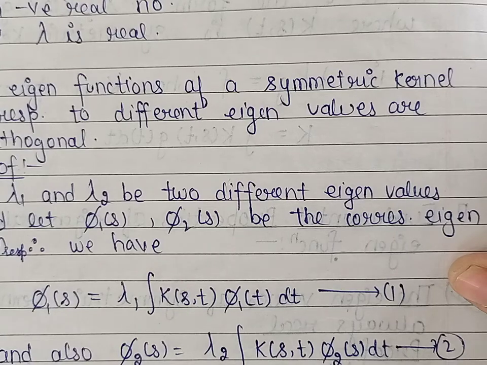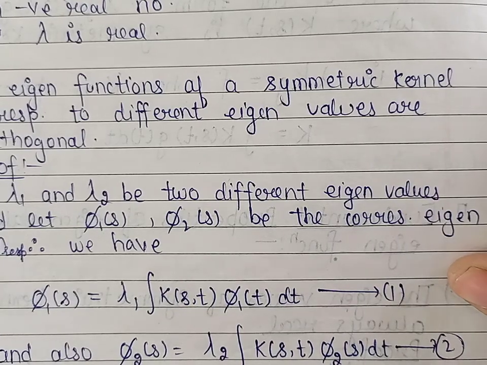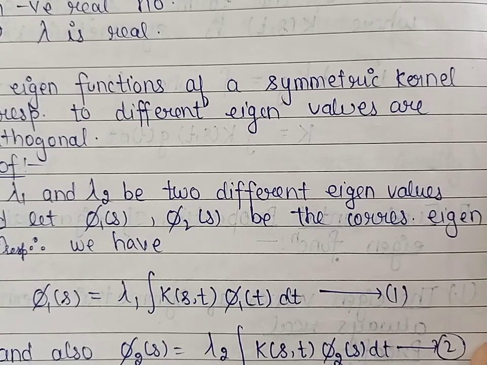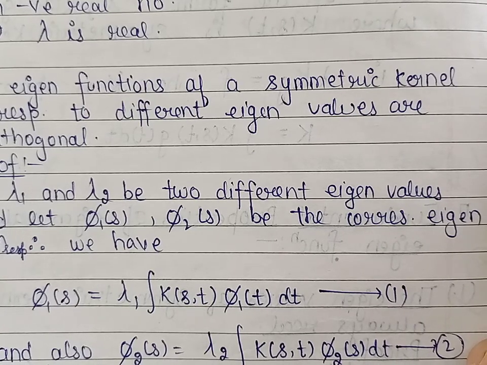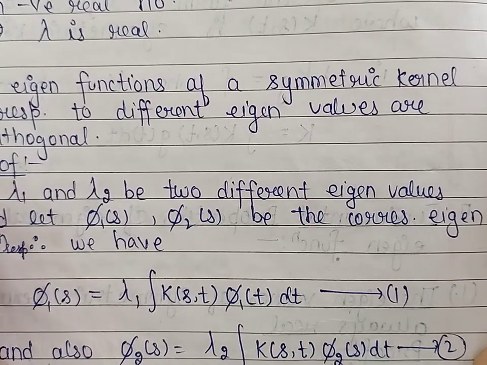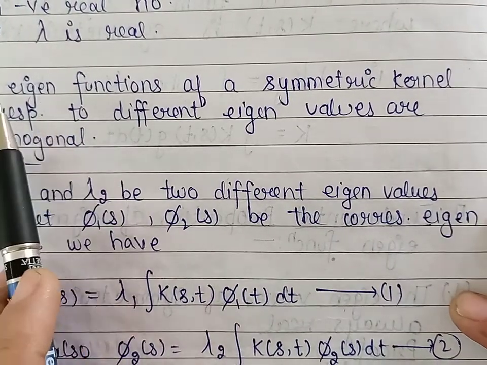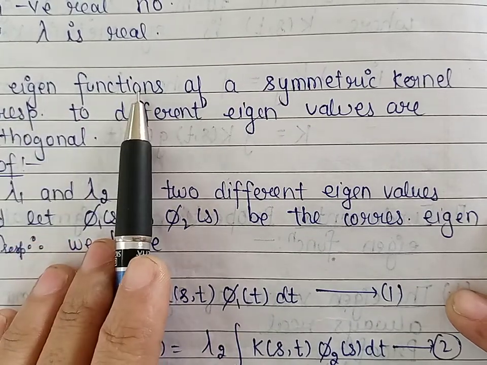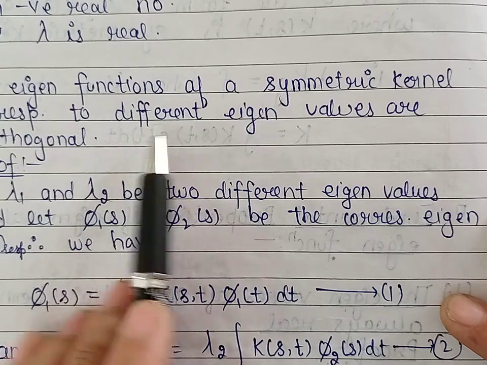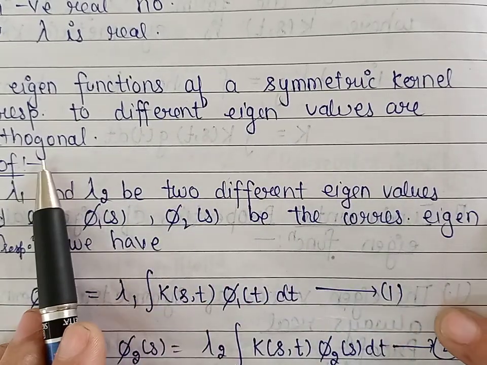Good morning, students. Today we will discuss the fundamental properties of eigenvalues and eigenfunctions for symmetric kernels. The first property we discussed yesterday, and the second property is that the eigenfunctions of a symmetric kernel corresponding to different eigenvalues are orthogonal.